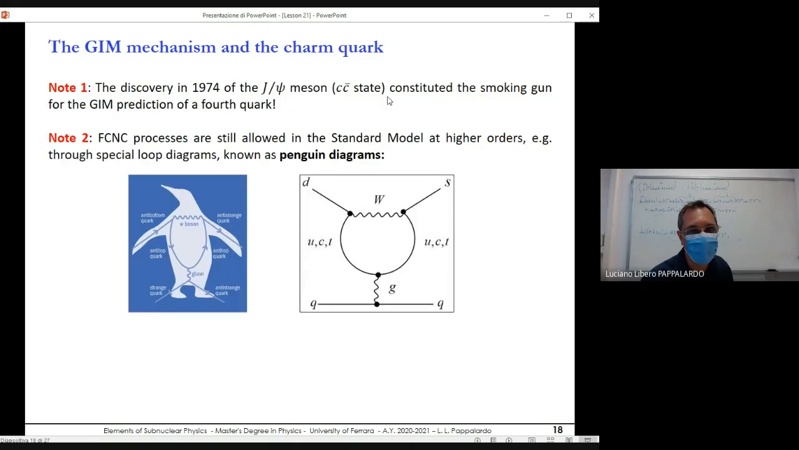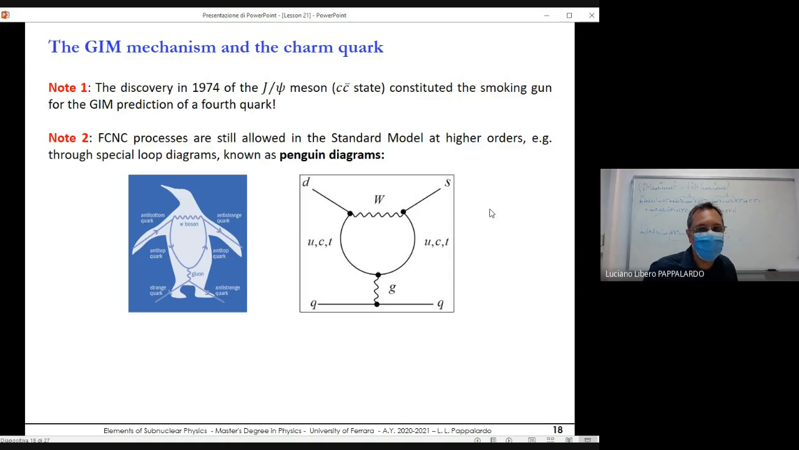Now, is a flavor-changing neutral current process absolutely forbidden in the standard model? No, it is not. They are possible, although not at tree level, so not at first order. At first order, they are killed by the GIM mechanism. But they can occur at higher order, with more complex diagrams. In particular, there is a set of diagrams called penguin diagrams, as you see here, which allow for flavor-changing neutral currents.